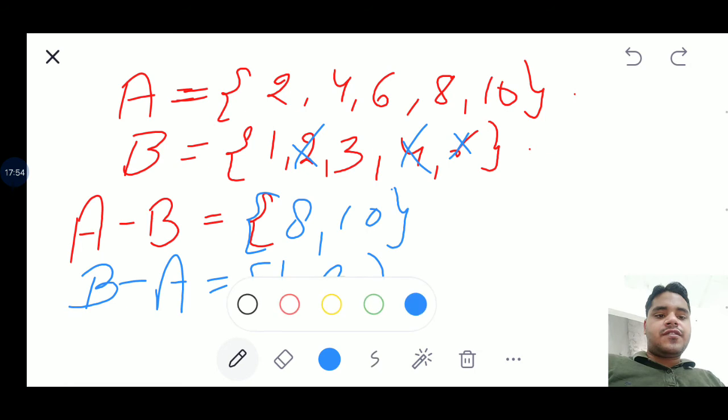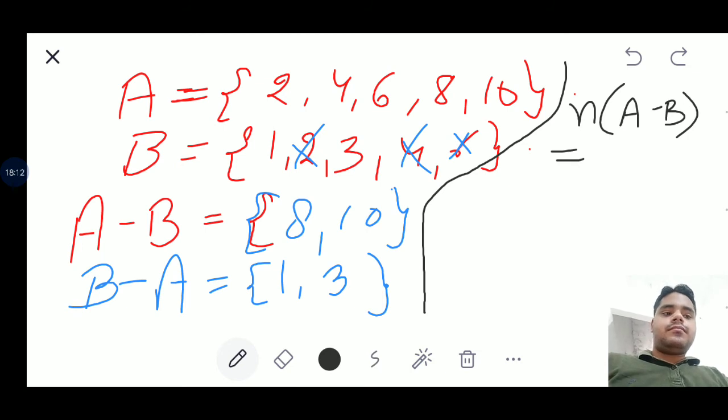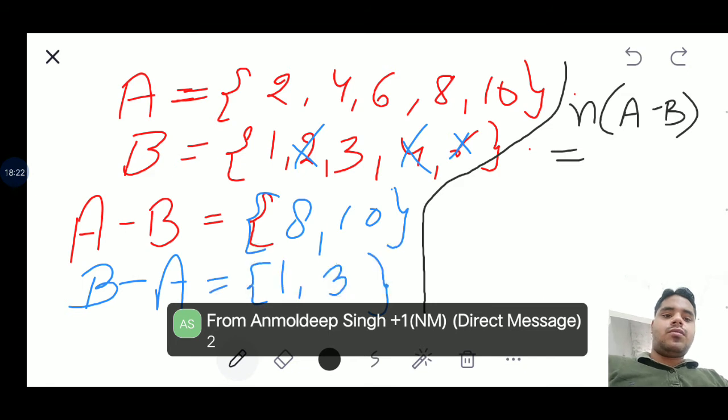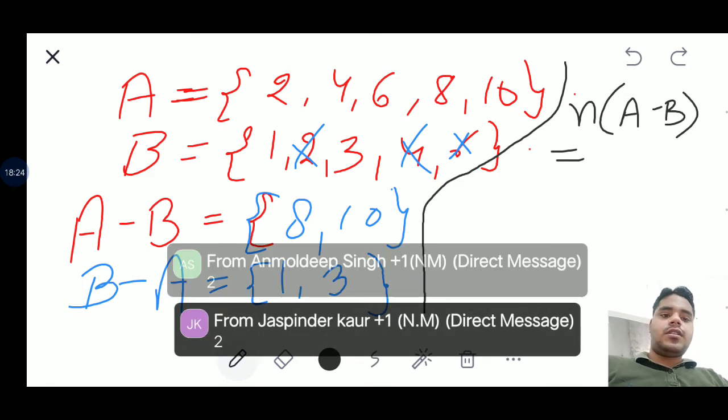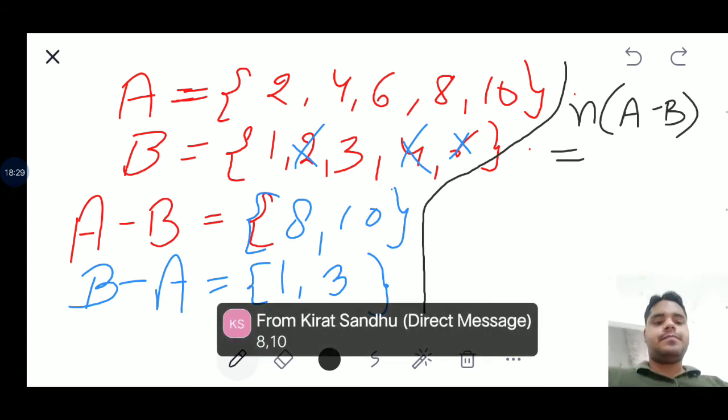Now my another question is, what is the value of n of A minus B? Write in the chat box. I am putting n outside. What is the value of n of A minus B? Good Kashish. Good Anmoldeep. Good Jaspinder. I want the responses from each and everyone.